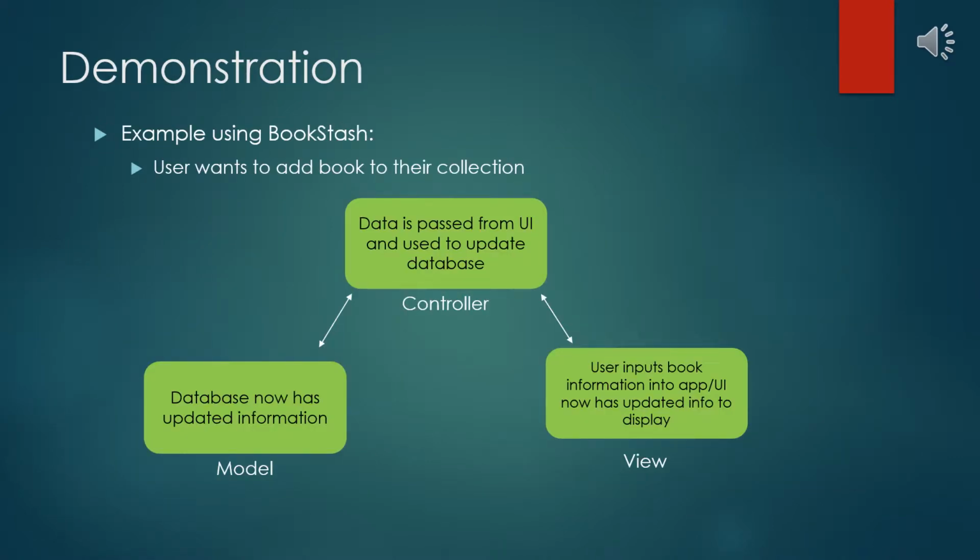Let's look at an example of using the MVC pattern using our app Bookstash. Let's say a user wants to add a new book into their existing collection. The user will interact with the UI, allowing them to input the proper information to add their book. The controller code will take this information and update the information of the model or database. With new information in the database, the controller will pass the updated information back to the view to display the added book to the collection.